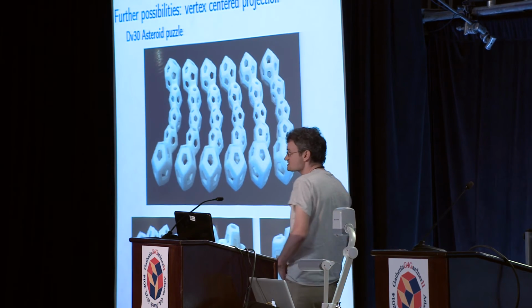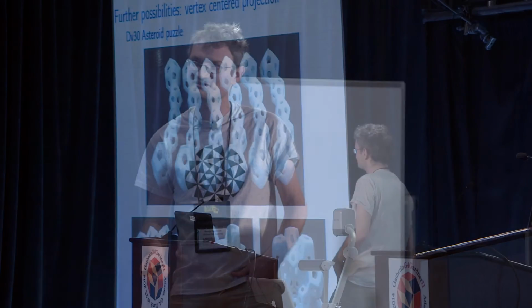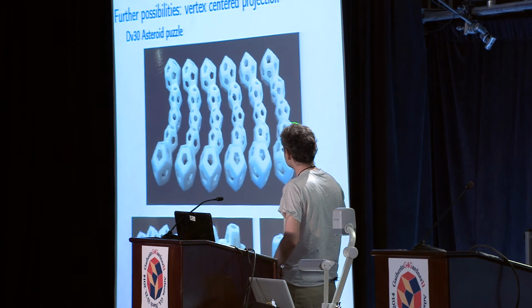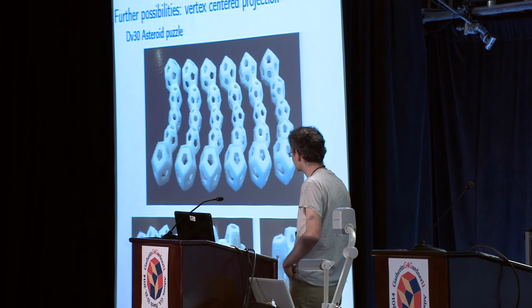I think I have enough time to just say a couple of other variants on this. So if instead of the cell-centered projection, you use the vertex-centered projection, you get a different sort of arrangement of the dodecahedra in three-dimensional space, which is entirely incompatible with all of the other ones, but it makes a different puzzle, which we call the DV30 asteroid puzzle, and these 6 pieces come together to form this object.